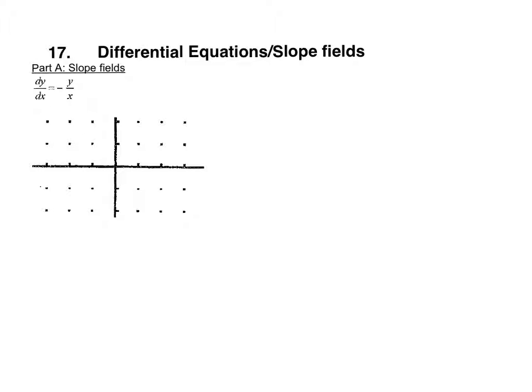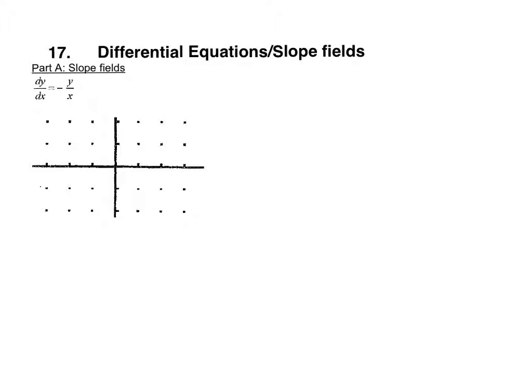Slope fields are basically saying, okay, if I don't know what my function is, and I want to graph it, I can take each point and find the slope at that point using my differential equation, and then I'll be able to connect them to get a general curve. And if I have an initial condition, then I can also find my particular solution.